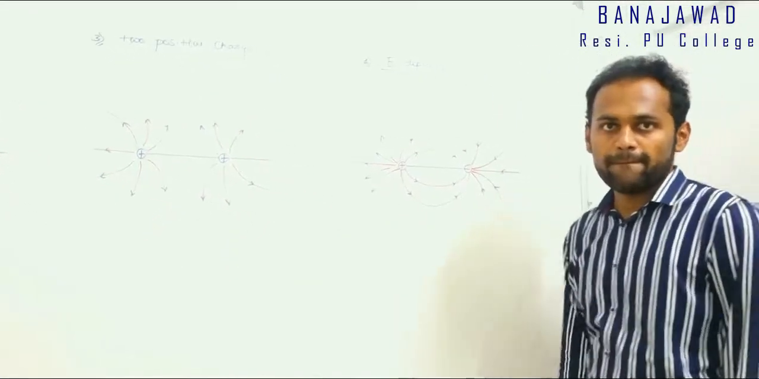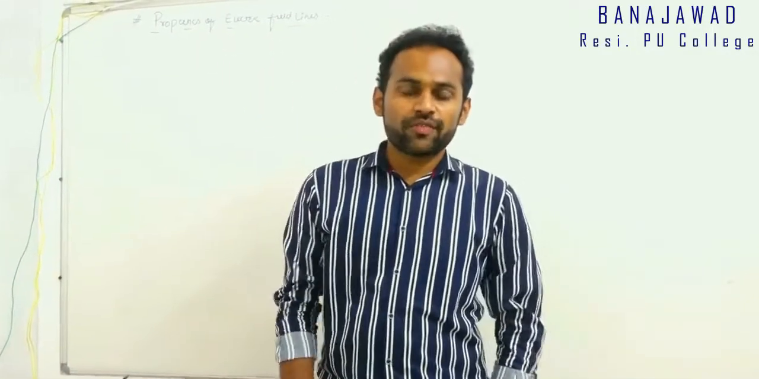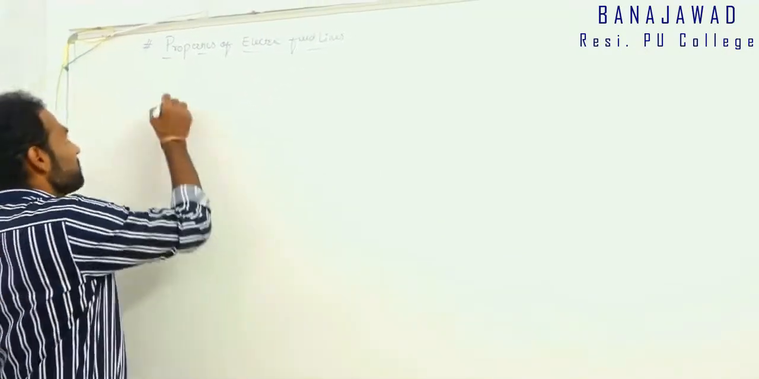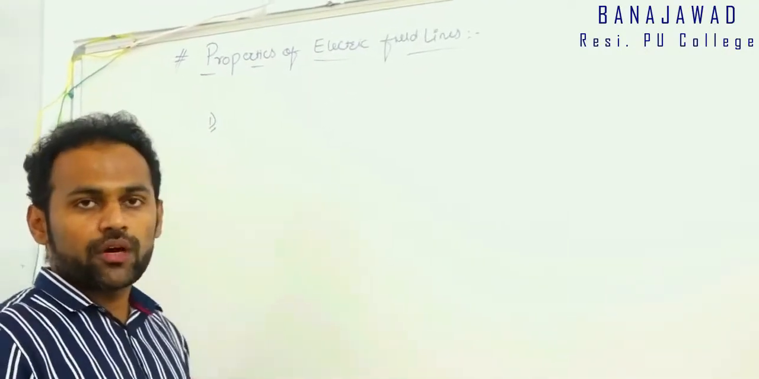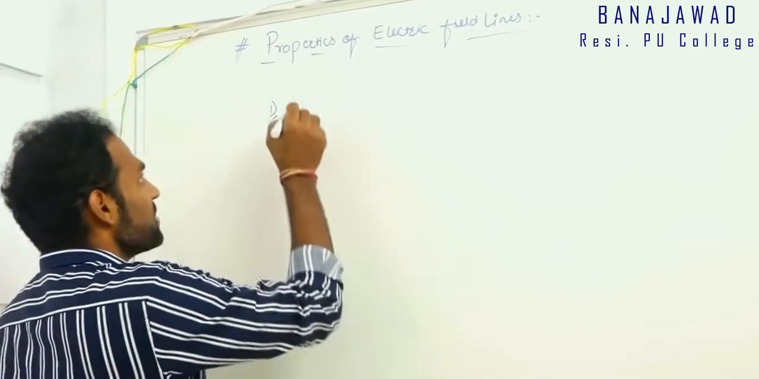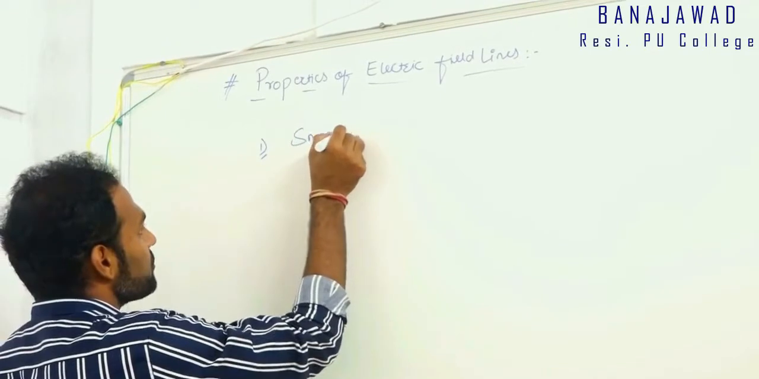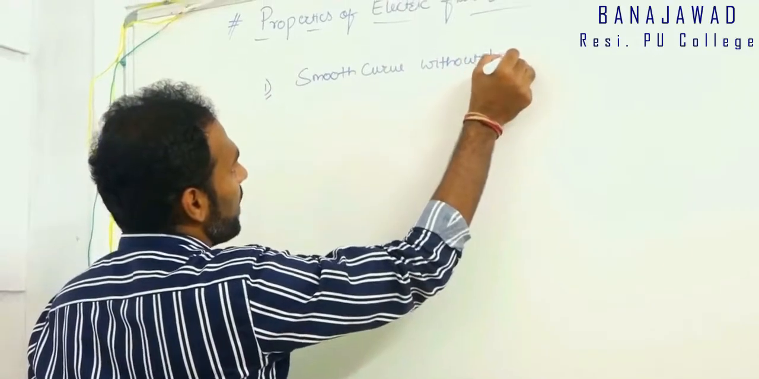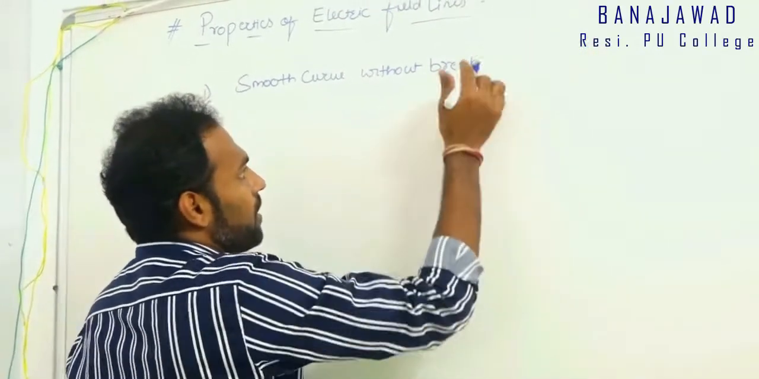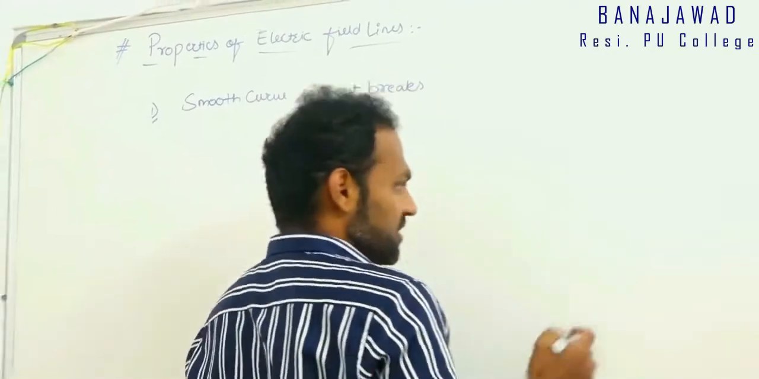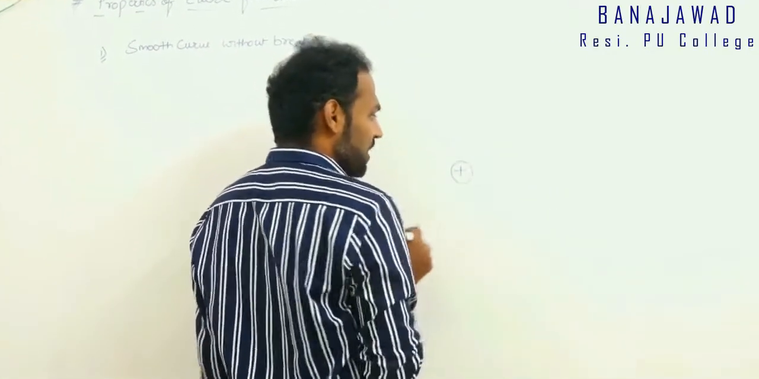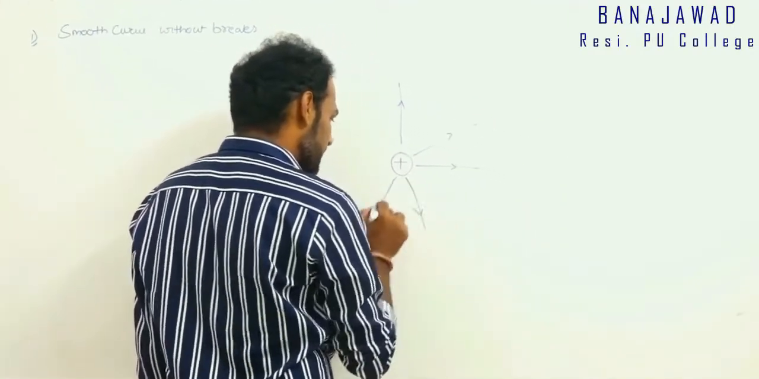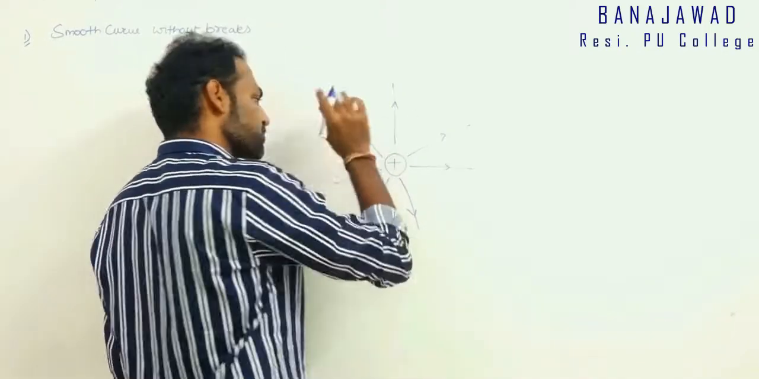Next we'll go for important properties of electric field lines. The first one is that electric field lines are smooth curves without any breaks. We have seen the electric field lines in the previous concept. If I want to draw the electric field lines for a positive charge, they will be radially outwards like this. But nowhere will the electric field lines be broken. They will be continuous and smooth.